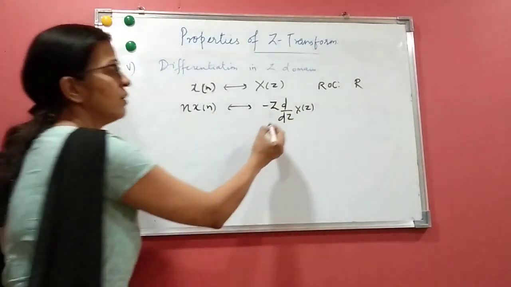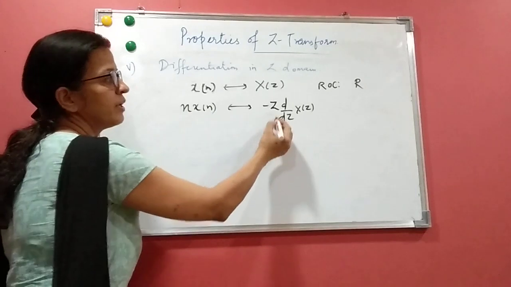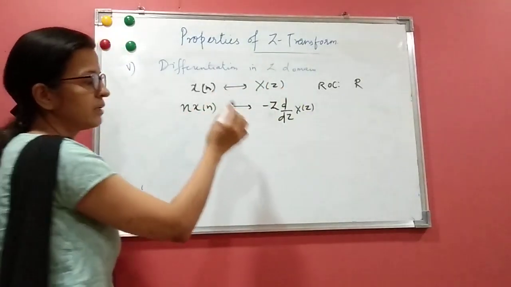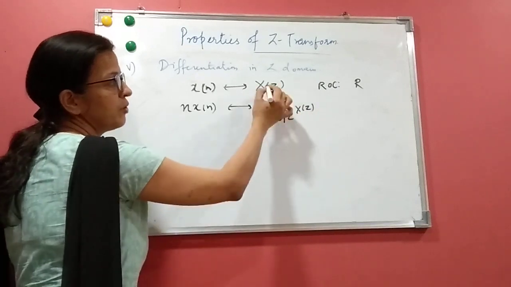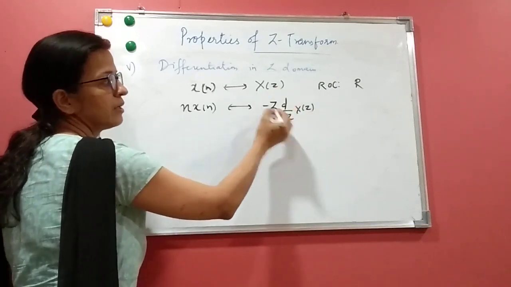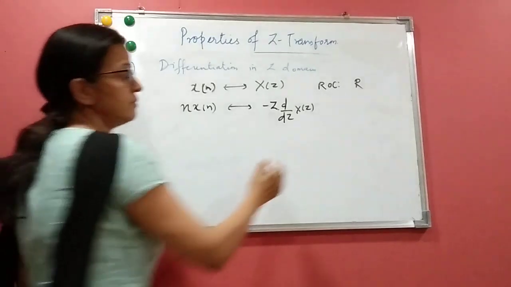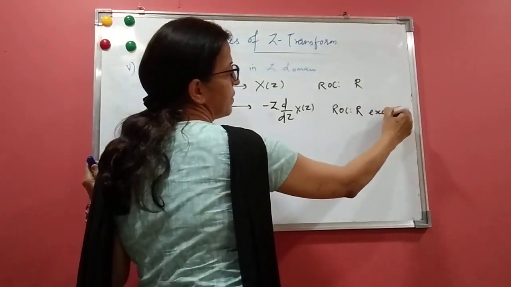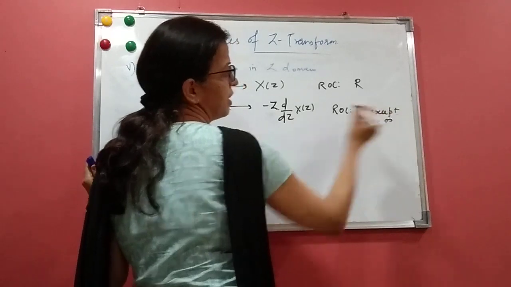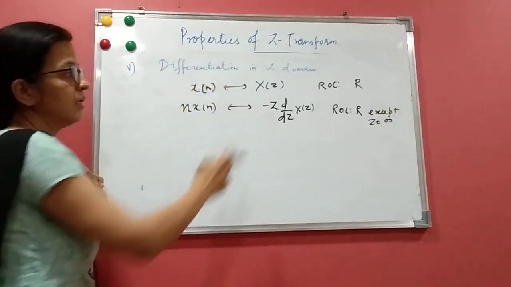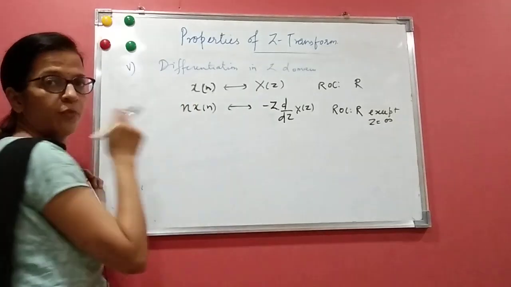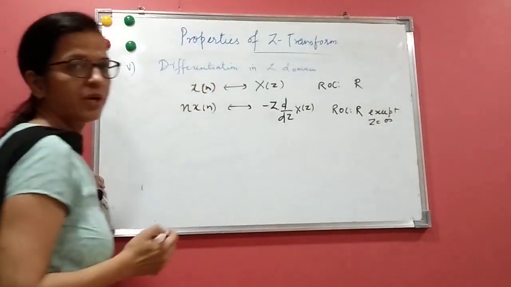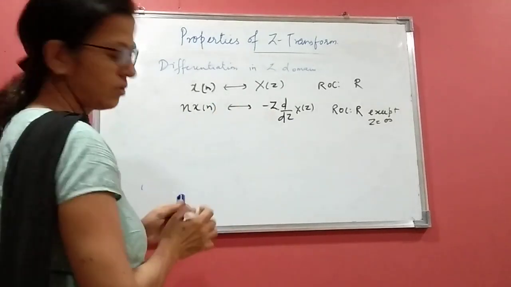What is the differentiation of any term? You know x of z always has something in the numerator and denominator. If you differentiate this, you are going to get the same with a square term in the denominator and an extra z term. So the ROC is R except z equals infinity, because you are getting z in the numerator. Or you can check after getting the answer also.